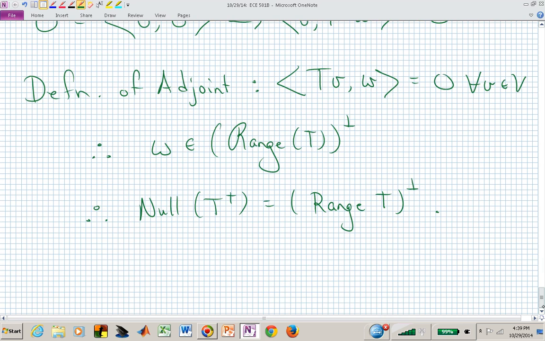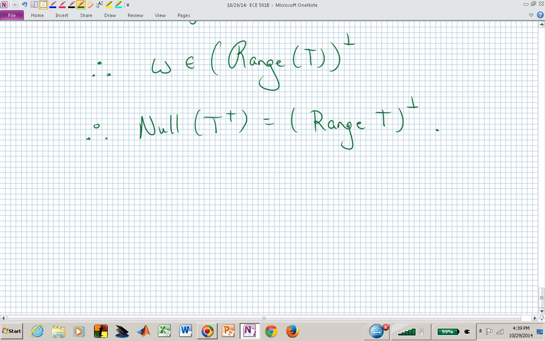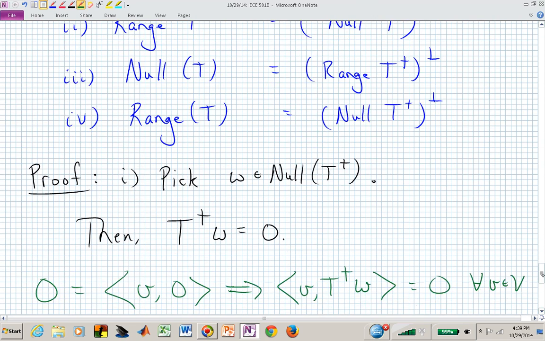Let's look at the third one. So now, if we look at the third relationship, it's very similar to what we just did. The third relationship is now the null space of T. We can find vectors v that live in the null space of T, and now we need to show that those are the same as the orthogonal complements to the range of T adjoint, or the adjoint of T.